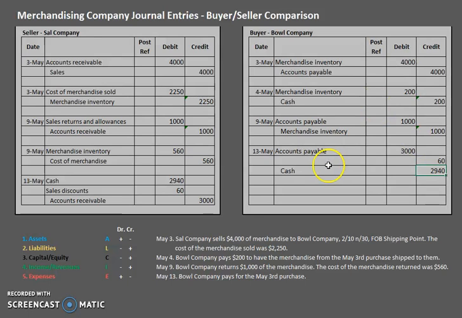Right here. And the last thing you have to remember is for the buyer, remember this is sales discounts, this is for the seller. For the buyer, the discount will be recorded under merchandise inventory, because remember we're only going to pay for it, record our merchandise inventory for whatever we pay for it. So we didn't pay $4,000 minus $1,000 like what's recorded here. We only paid $2,940, so we're decreasing it by that $60 discount.